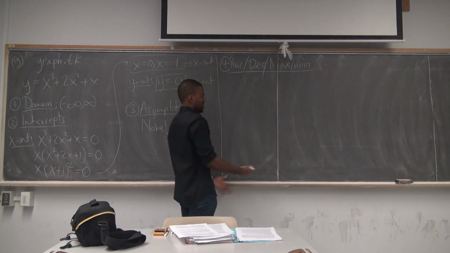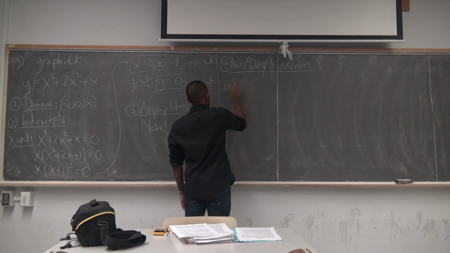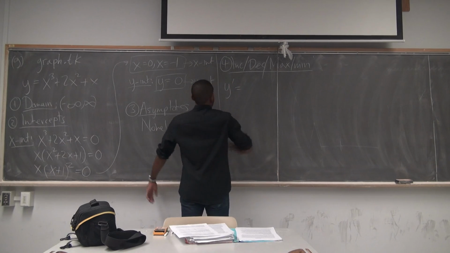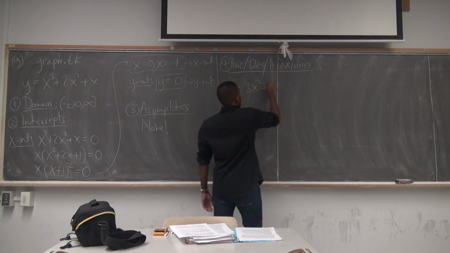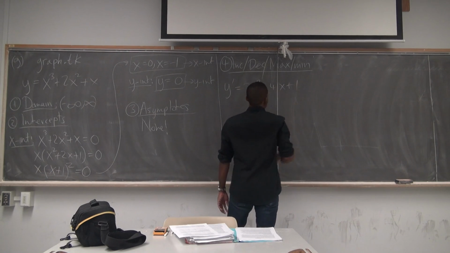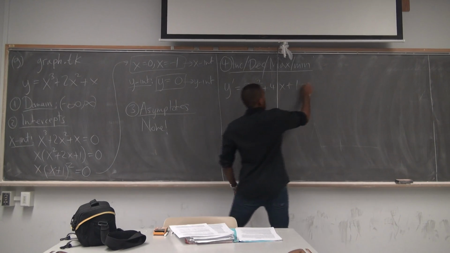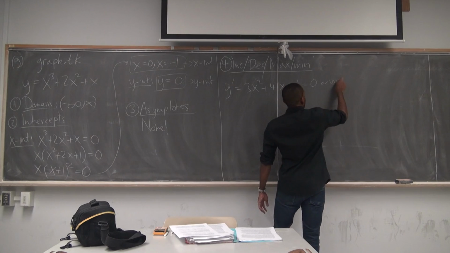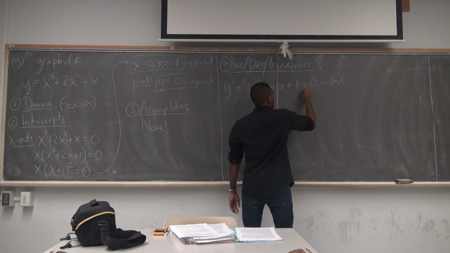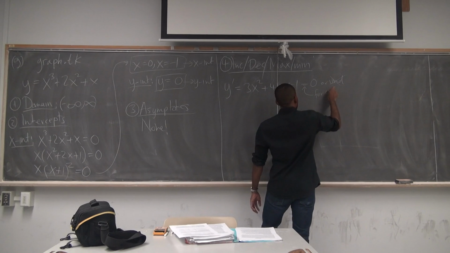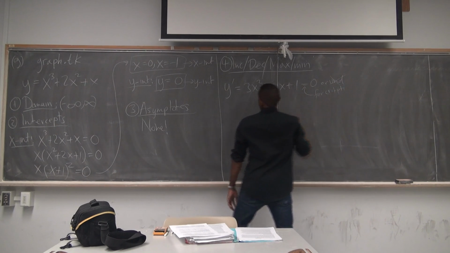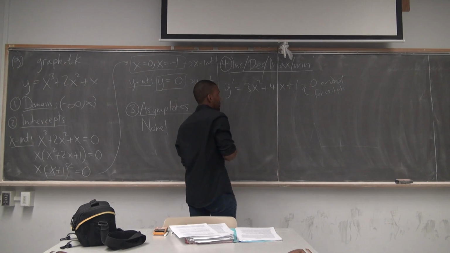Maximum, minimum. So we're going to do the first derivative test. We're going to find the first derivative: 3x squared plus 4x plus 1. Then set it equal to 0 or undefined, never undefined. I do this because I want to find the critical points. So how do I solve that?